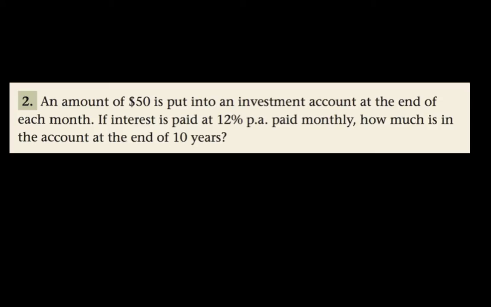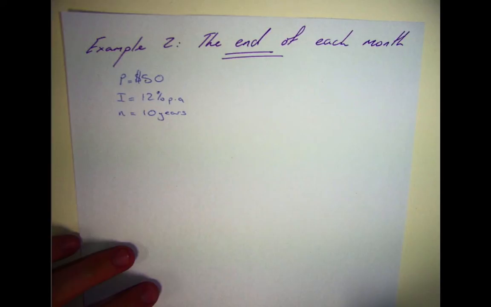Okay guys, so example number 2. An amount of $50 is put into an investment account at the end of each month. So this is the second type of example. It's where it's put in at the end rather than the beginning. If interest is paid at 12% per annum paid monthly, how much is in the account after 10 years? Okay, let's give it a crack.